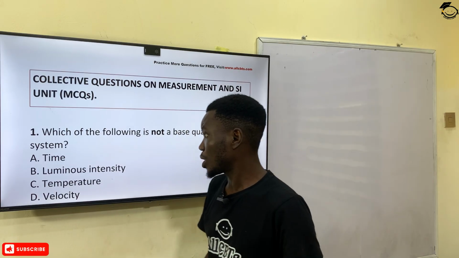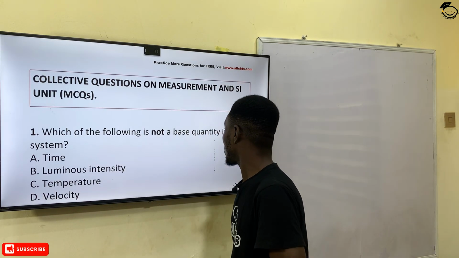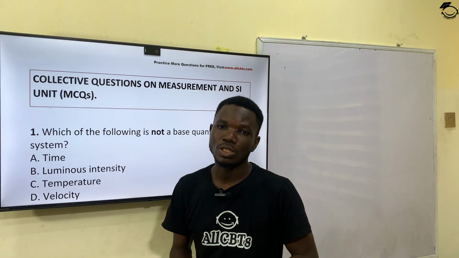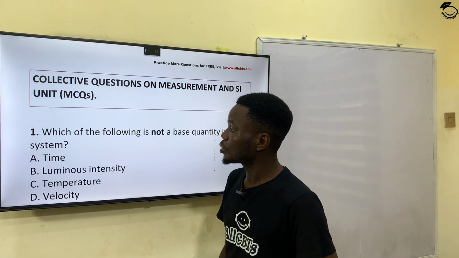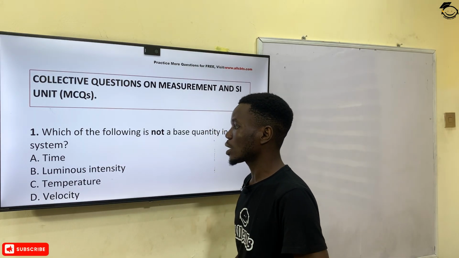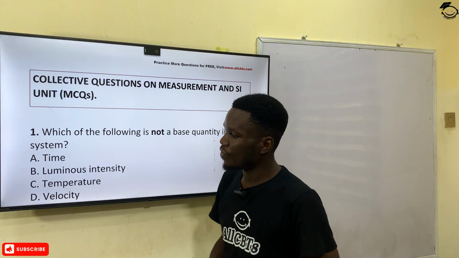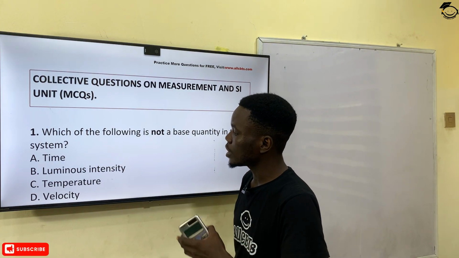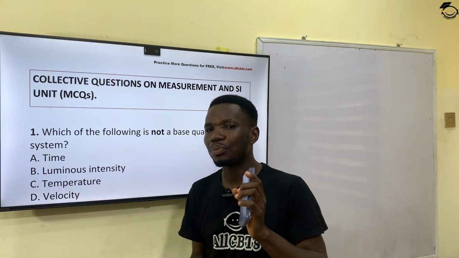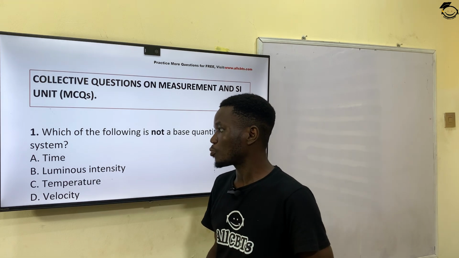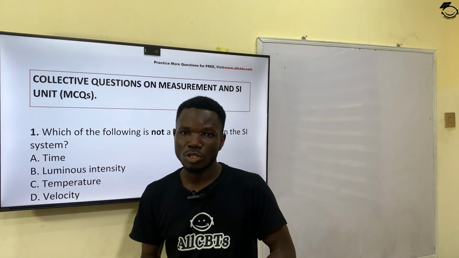The first question says, which of the following is not a base quantity in the SI system? Option A says time, option B says luminous intensity, option C says temperature, and option D says velocity. Now, both luminous intensity and temperature are base quantities. So the correct answer to this question is velocity, which is option D. Moving on to question number 2.